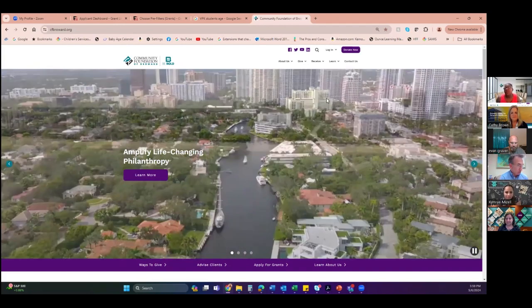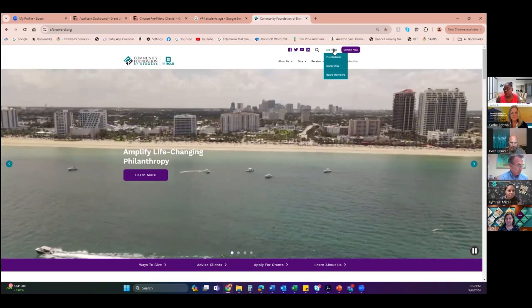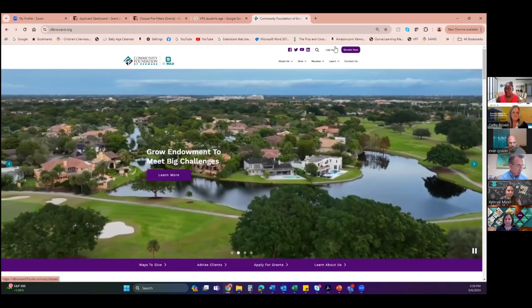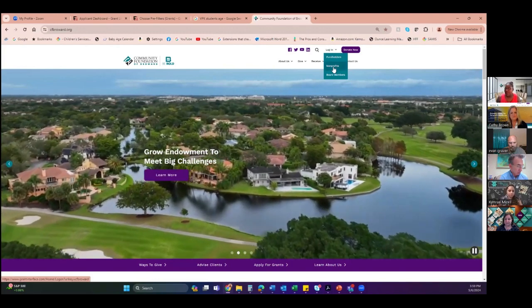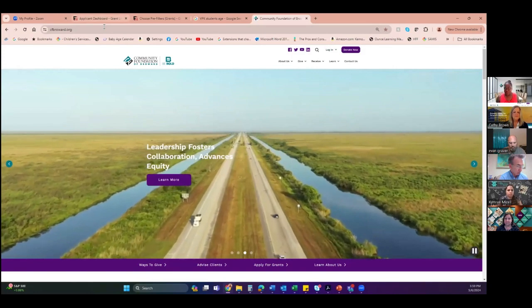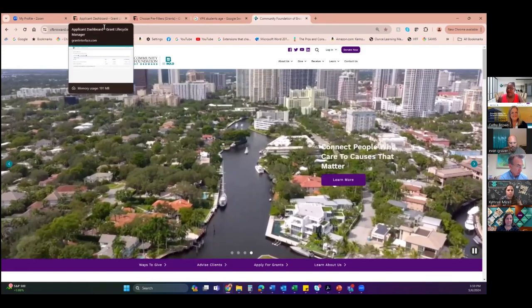So coming to our homepage, a really quick way that you can get there is to come up here to log in and drop down to nonprofits. And that will take you to our homepage. I'm not going to click it because it will redirect me, and I don't want that.